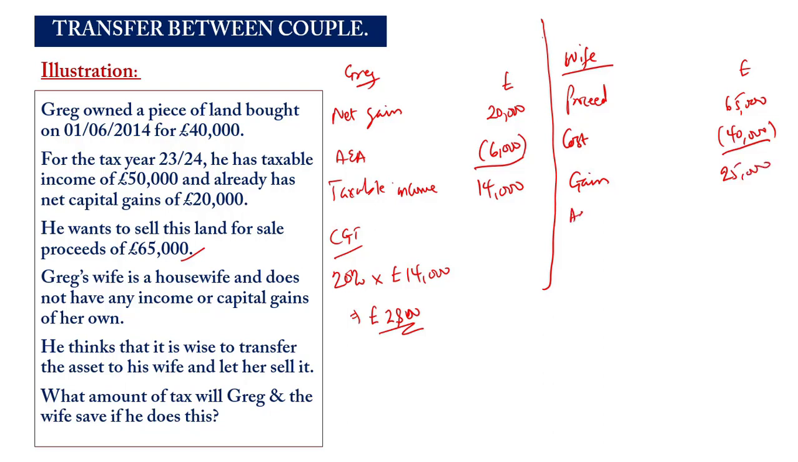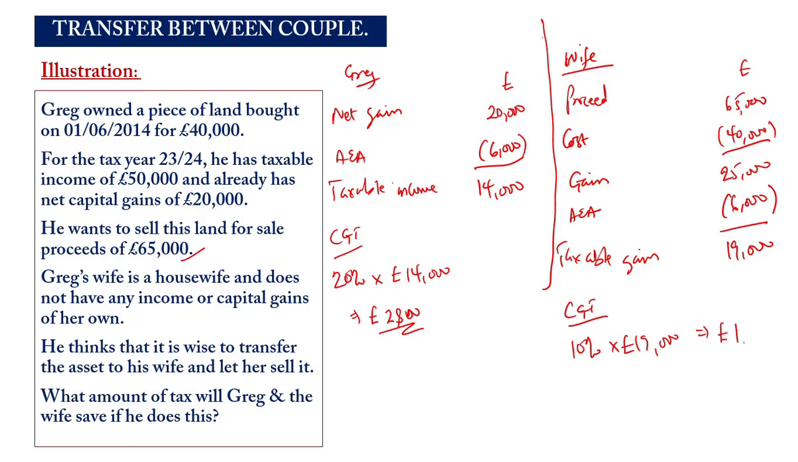Then we charge the annual exempt of 6,000. So previously, because she didn't have any capital gains, she wasted the annual exempt, but it is now coming in beneficial here. So for the taxable gain, it will be 19,000 pounds, right? Now she doesn't have any taxable income, so she will be in the basic category. So the capital gains tax will be 10% on the 19,000, which will give us 1,900.